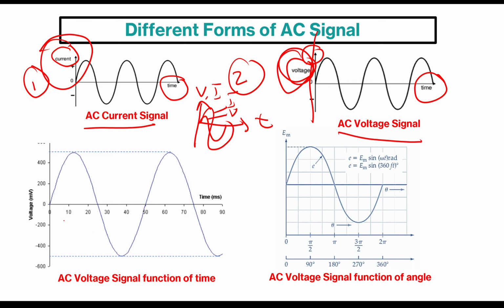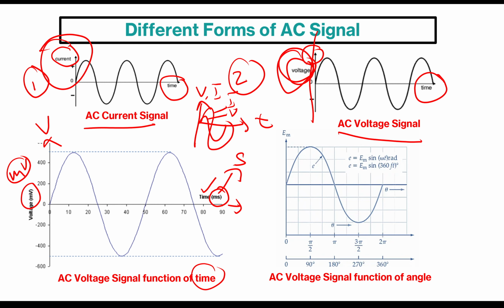Now, this is the AC voltage signal as a function of time. On the y-axis the voltage is taken, and on the x-axis the time is taken. But here, particularly in this diagram, the time is given in millisecond. So if you are calculating something, you have to change this data to second, and here the voltage is given in millivolt. You cannot take this millivolt; you have to change millivolt to volt.